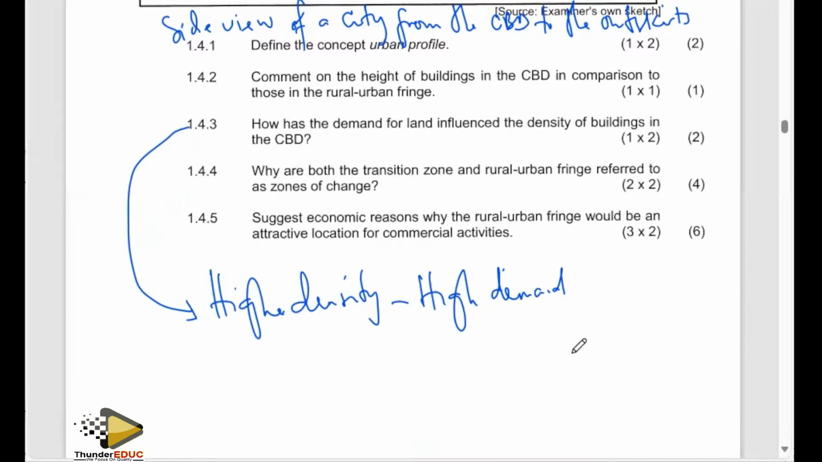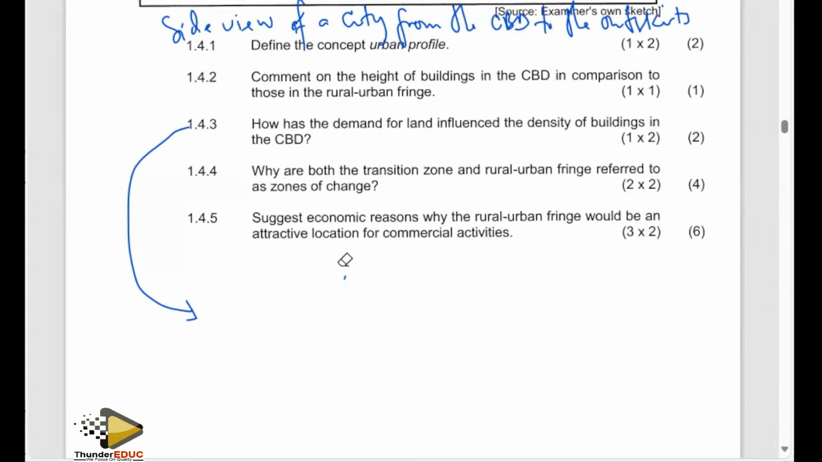That's basically the relationship of those two. Because of high demand for land, it has caused high density of buildings in the CBD. Like you know, in CBDs, the buildings are just close to each other because there's no space to waste. The space is needed by people for commercial purposes. Because of that high demand, the space is fully utilized, creating a high density situation in the urban area. So there is high demand for land in the CBD, which has contributed to the high density of buildings within the CBD. Right, we'll go on to the next question.